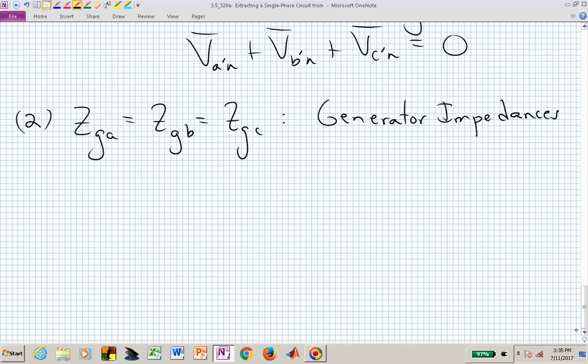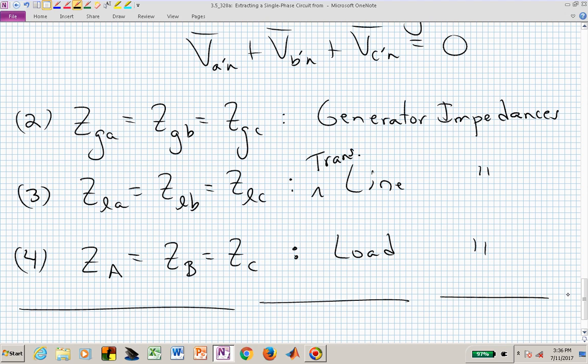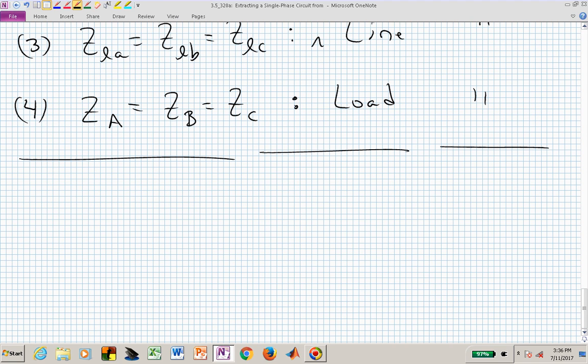For a balanced three-phase system, we also want our transmission line impedances to be equal. And finally, in a balanced three-phase system, we are assuming that the load impedances of all three phases are equal. Under those conditions, then we can actually prove or verify the following fact.